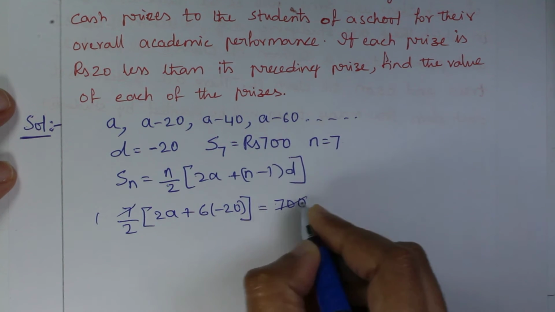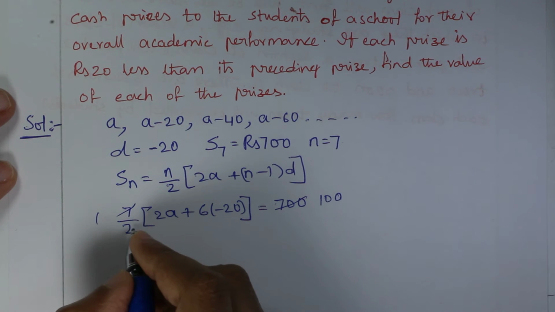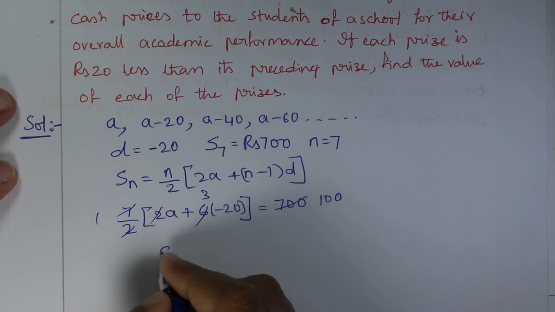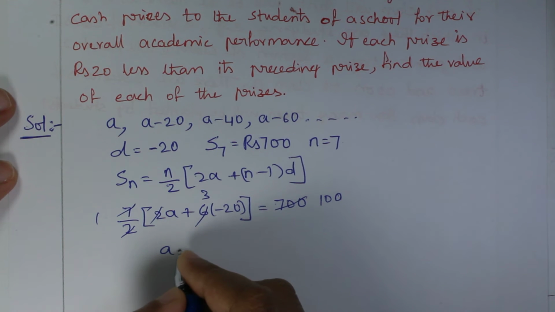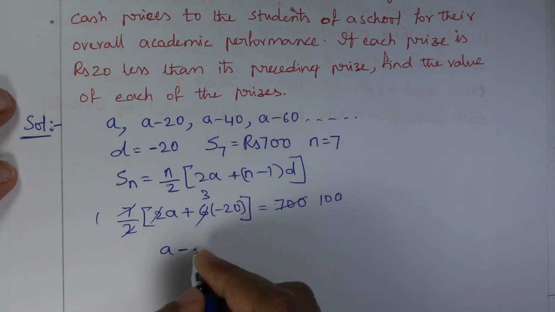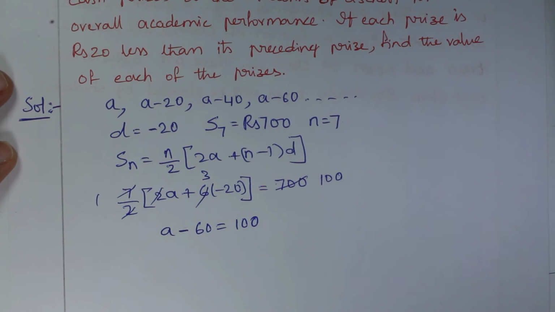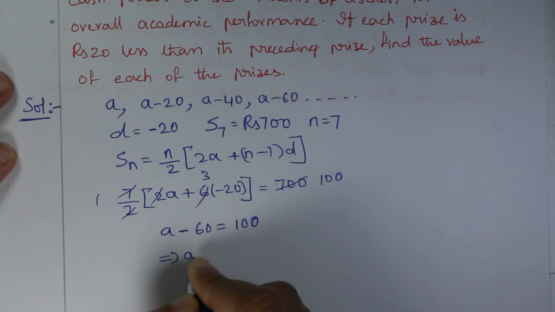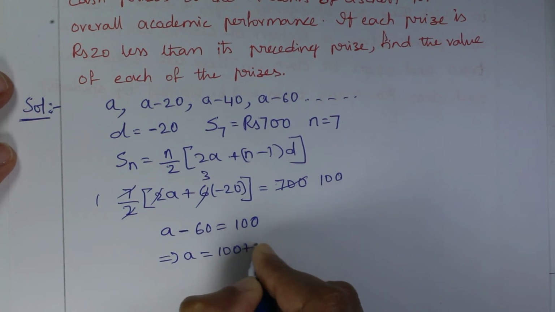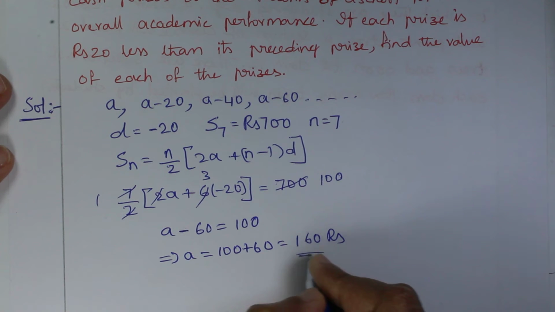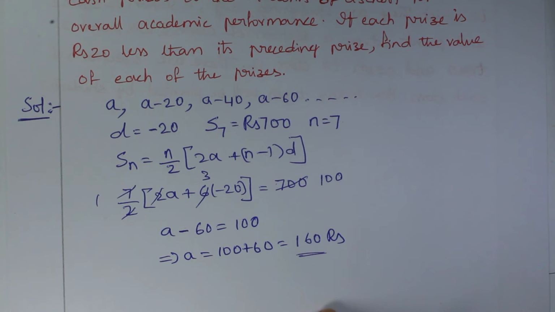7 ones are 700, and 2 gets cancelled here. It becomes 3 here. A plus A minus 60 is equal to 100. That implies A is equal to 100 plus 60, that is equal to 160. So the first prize is 160 rupees.